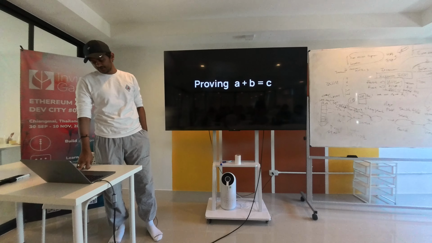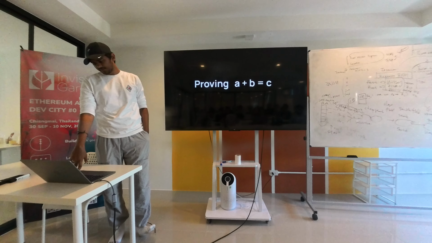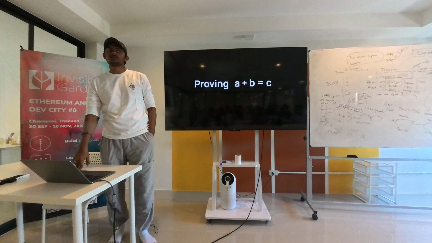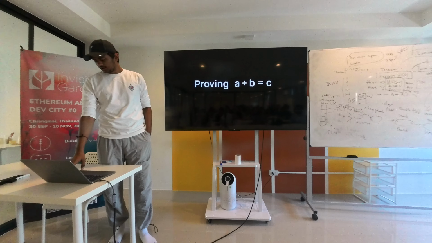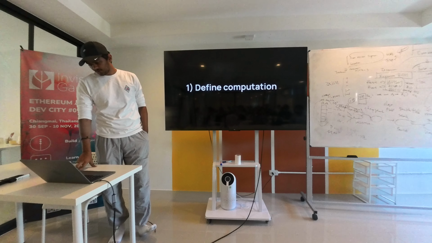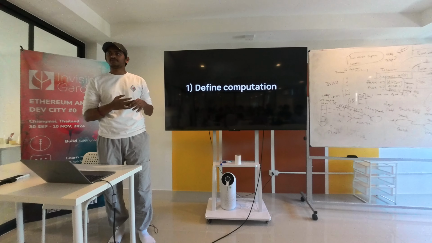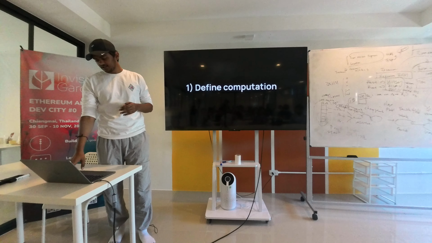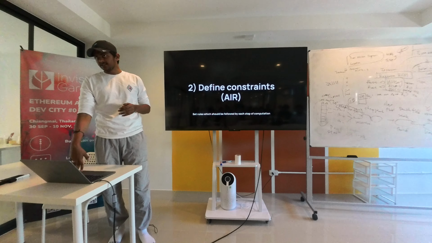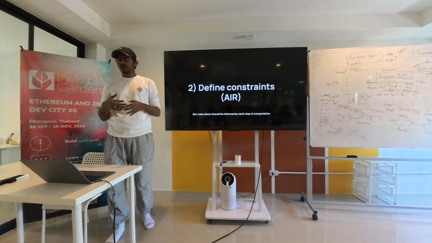So let's start off with a basic example of generating a proof for the addition of two numbers and verifying it with the third one. What are the steps involved in this? How do we start? So the first one is to define the computation. What exactly is your computation? In this case, we have a plus b equals c. Then define the constraints. Constraints are basically rules which should be followed by each step of computation.